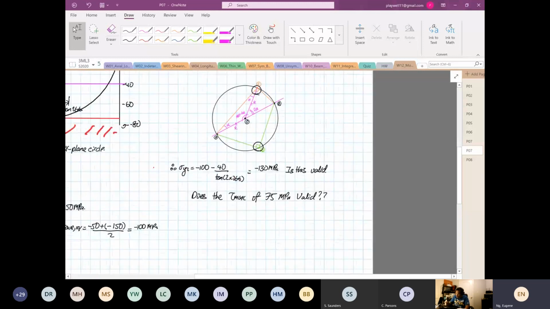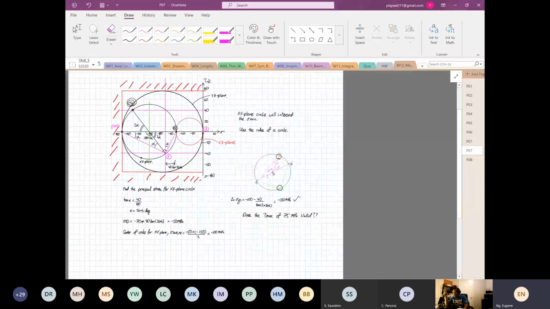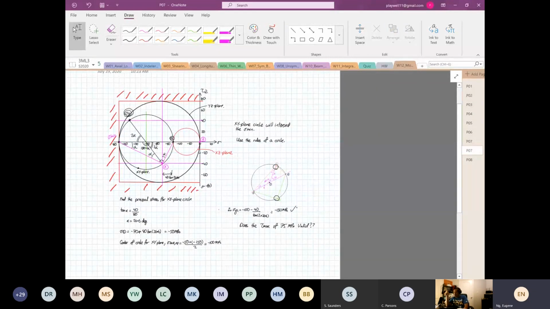So when you draw the 3D Mohr circle, you say that this is valid. Okay, so this answer is valid. Makes sense, yes or no? Because you have to satisfy the tau max, which is equal to 150. Okay, so this is your answer.